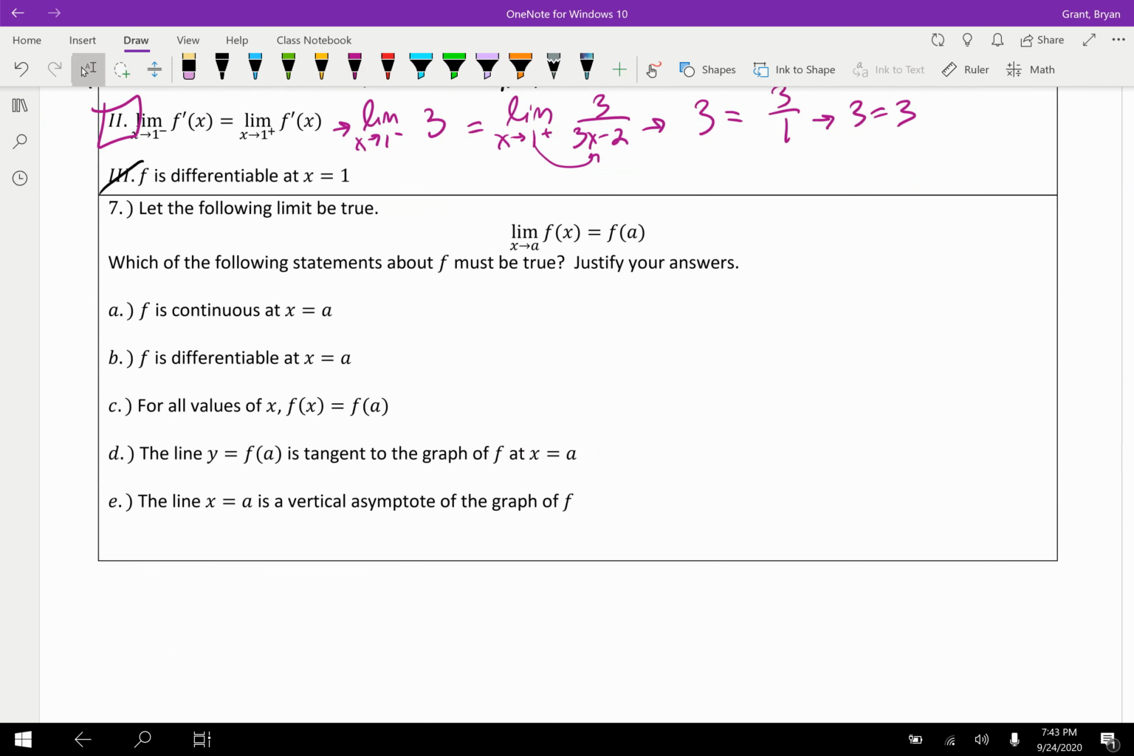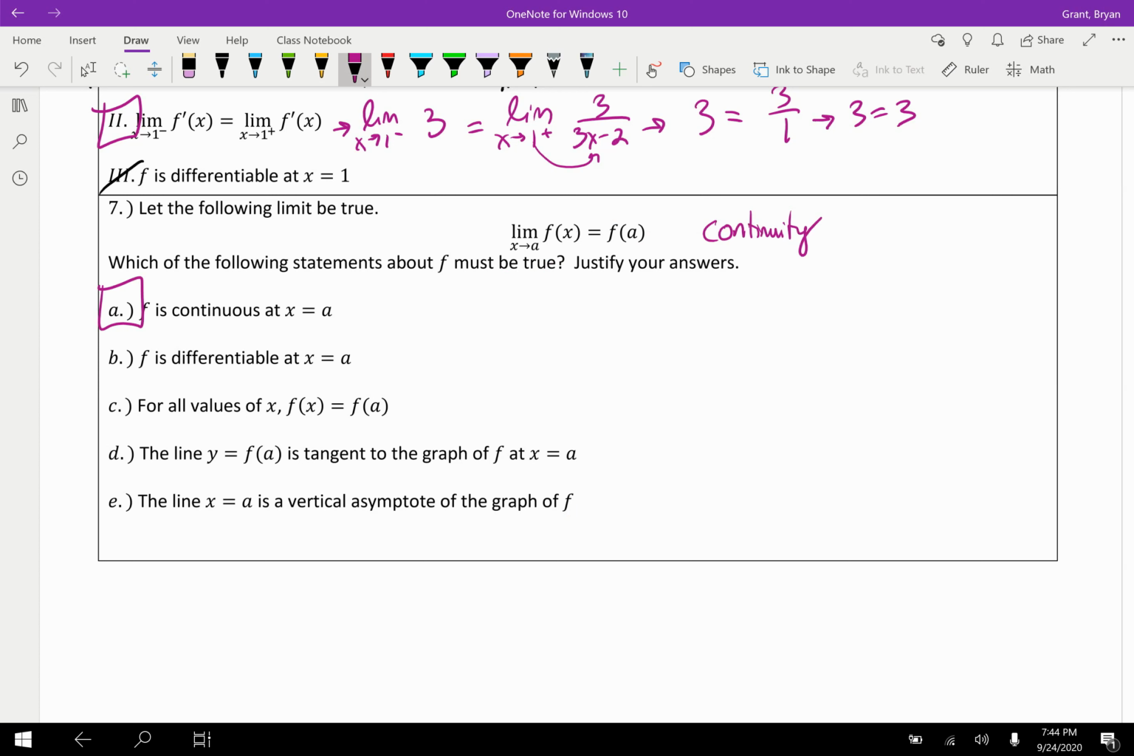Alright, 7. Which of the following statements about f must be true? Justify your answers. Well, if we know the limit as x approaches a of f of x equals f of a, isn't that essentially the definition of continuity, right? For continuity, we need the point to exist, the limit to exist, and then to be equal. So that's continuity right there. F is continuous at x equals a, yes.